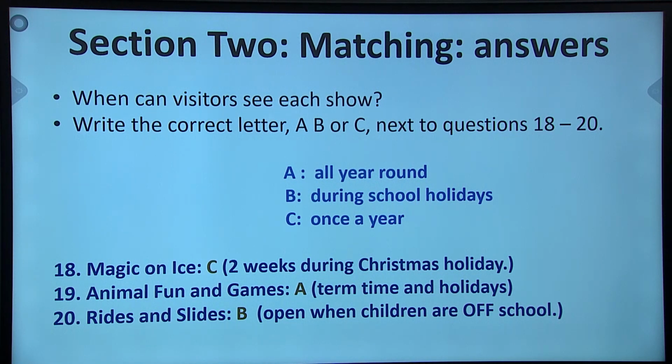Animal fun and games was A, all year round. Why? I'm sure you know, because it's on in the term time and the holidays, so all the time. All right? And rides and slides, the answer was B, because they said it was open when the children are off school, so only in the school holidays. So not too hard, I think, to get that one, hopefully.